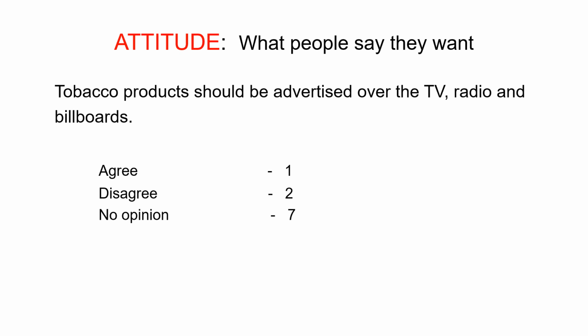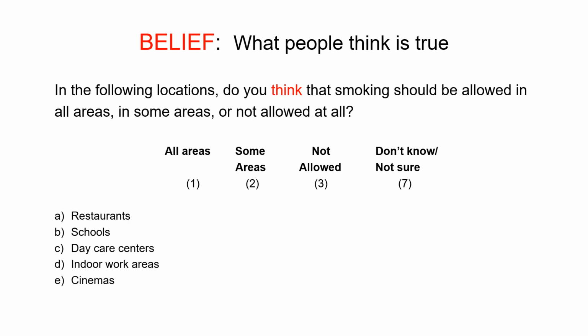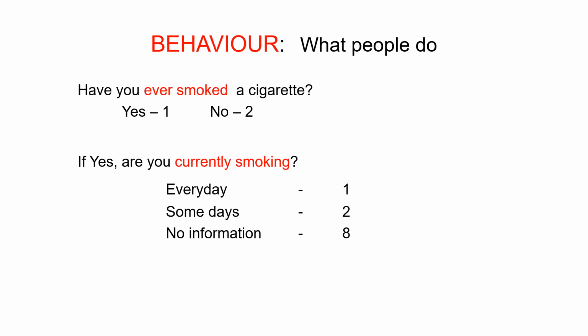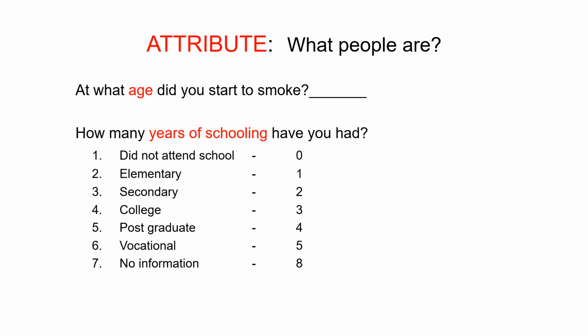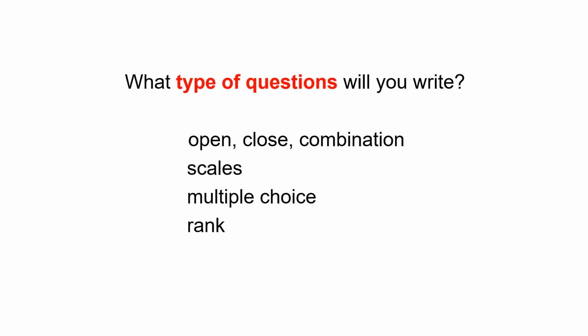This gives us some sense into what an attitude question looks like and the corresponding response options. This is a belief question, a question on behavior, and an attribute question. Will your questions be open-ended, close-ended, or a combination of both? Will it be in scales? Will it be multiple choice questions? Or will you ask your respondents to rank?